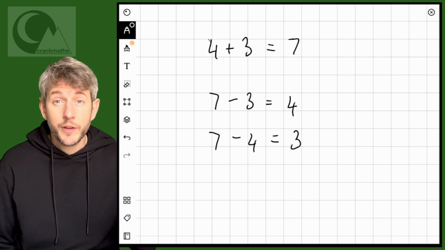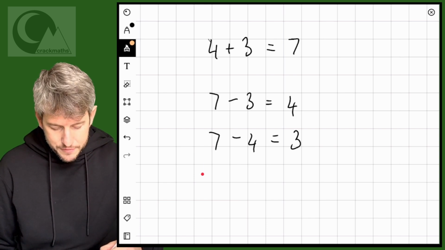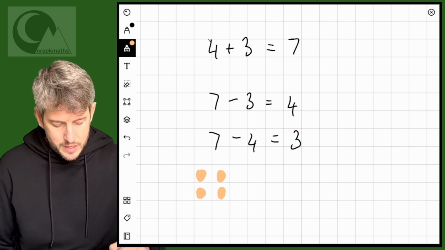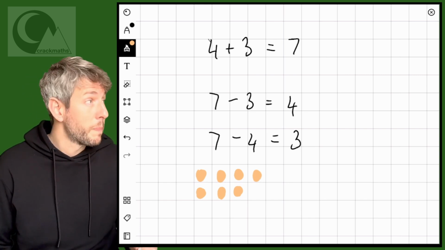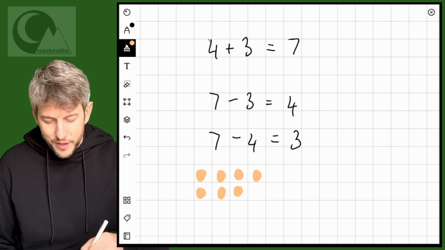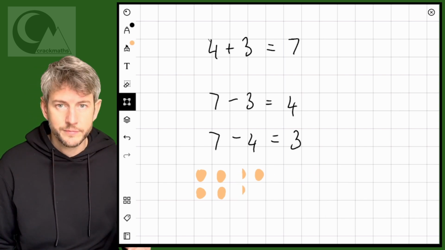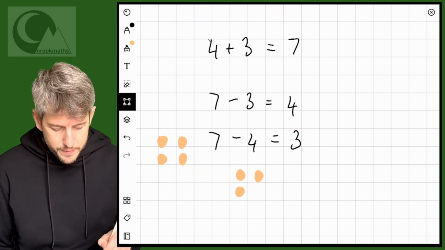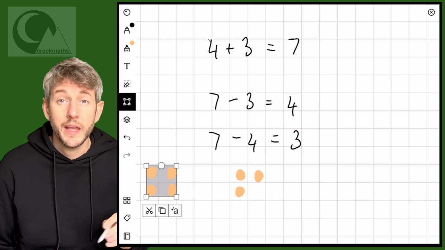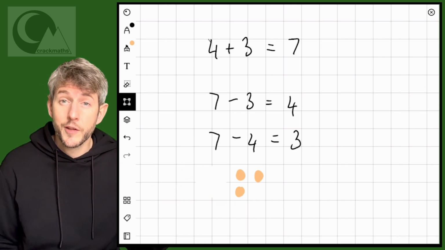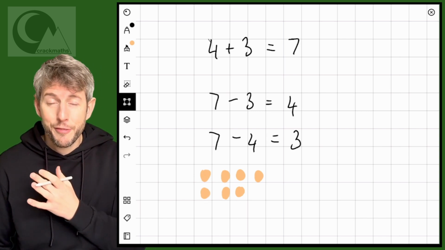Now, if I was to represent this with pictures, what I could think about is if I had 4 things here and 3 things here, we can see that collectively this makes 7. And if I then remove 3 of them, I'm left with 4. Or if I chose to remove 4 of them, I'm left with 3. So this is what this question is saying. If I know that 4 combined with 3 makes 7, I know that 7 when we remove 3 is 4, and 7 when we remove 4 is 3.